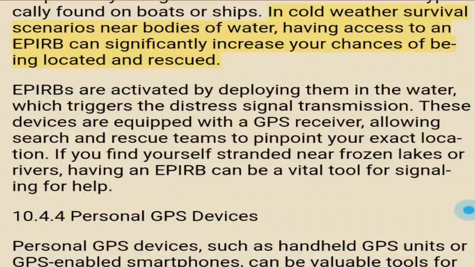In cold weather survival scenarios near bodies of water, having access to an EPIRB can significantly increase your chances of being located and rescued. EPIRBs are activated by deploying them in the water, which triggers the distress signal transmission. These devices are equipped with a GPS receiver, allowing search and rescue teams to pinpoint your exact location. If you find yourself stranded near frozen lakes or rivers, having an EPIRB can be a vital tool for signaling for help.